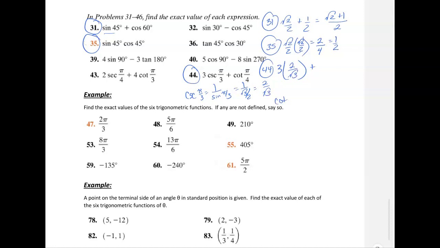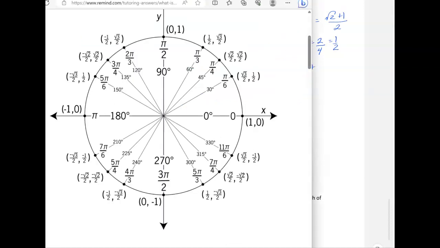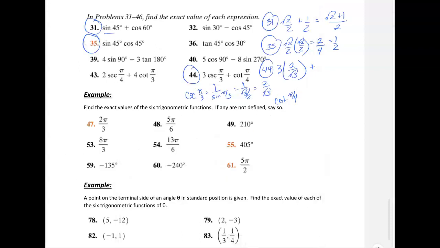And then we need to find cotangent of pi over 4. Cotangent of pi over 4 is the same thing as 1 over the tangent of pi over 4. Well, tangent pi over 4 is y over x. So it's square root of 2 over 2 divided by square root of 2 over 2, which is going to be 1 over 1, which is 1. That guy is 1. So there's all of our work.